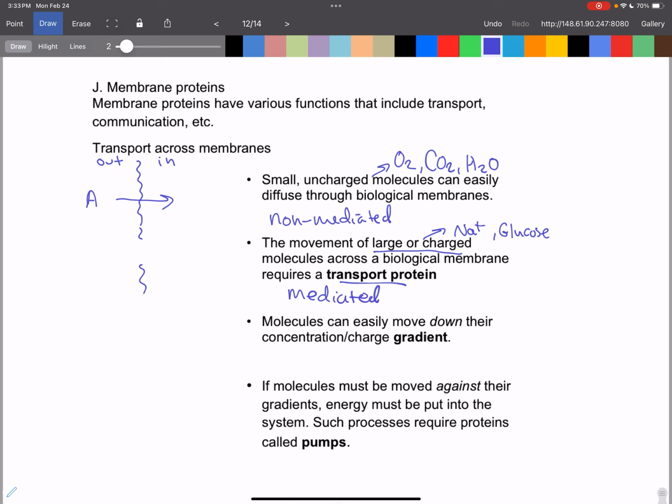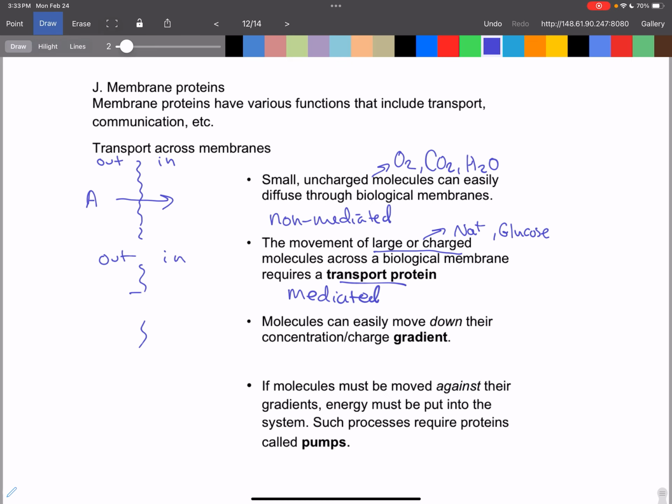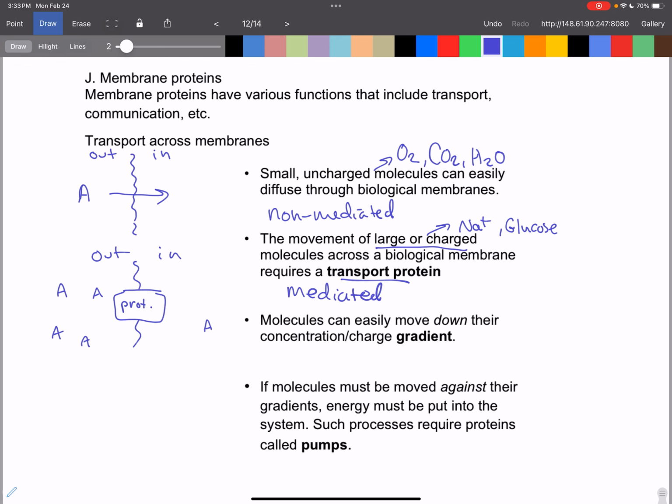So that might look something like this, where we've got the membrane again. Here's the outside and the inside. And now, rather than just passing right through the membrane, we're going to need a membrane protein right here. So you can indicate that as a protein. And as long as there's a lot of whatever that A molecule is, sodium or glucose or whatever, and not a ton on the inside, then it'll kind of be easy and spontaneous for that molecule to go in, using that protein as a door, essentially.